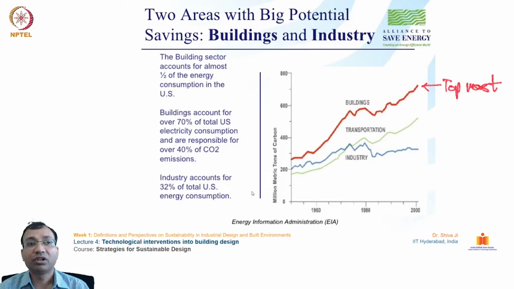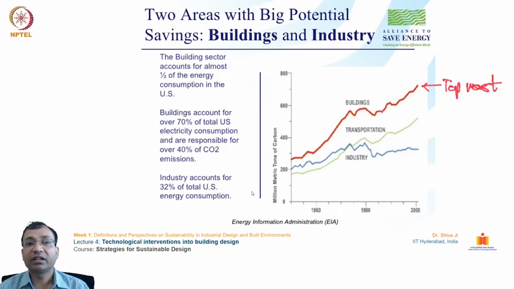Okay, so the total electricity consumed, of that, actually 70% is taken by the buildings alone over here. And the last one, industry, accounts for 32% of total US energy consumption.